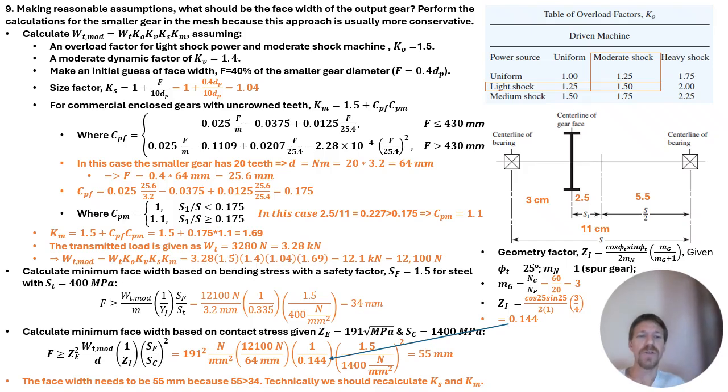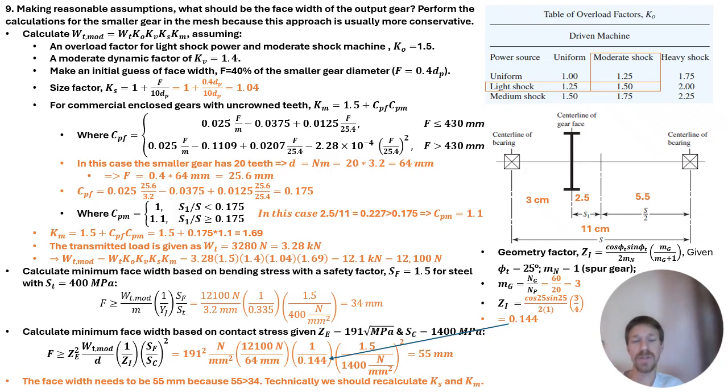Okay, so we plug those values in, the 12,100 divided by the module, the 3.21 over, and then on the next slide you'll see where that 0.335 comes from, times the safety factor of 1.5 over the 400, the strength value, and we get 34 millimeters. Now that's bigger than the assumed 25.6 millimeters.